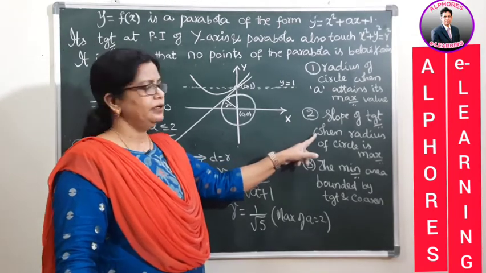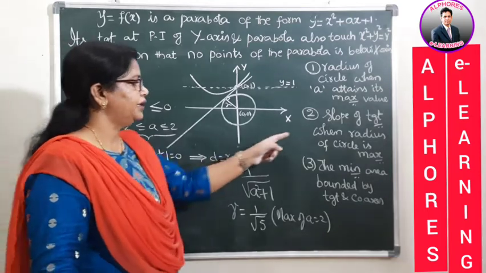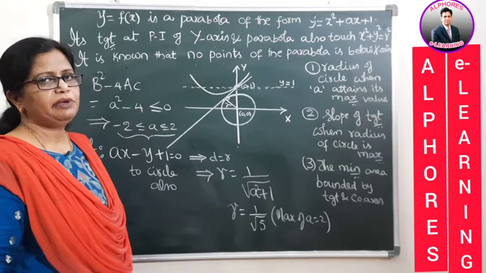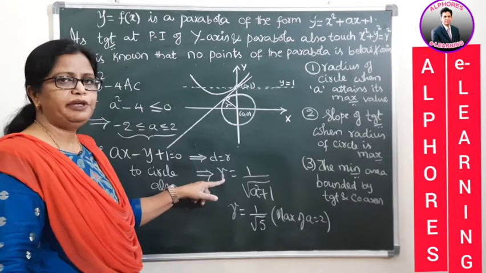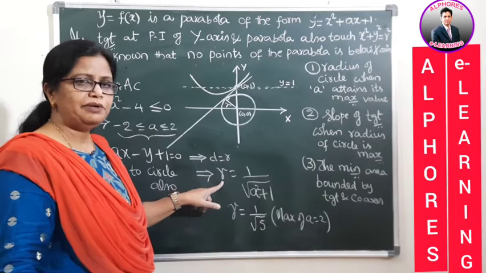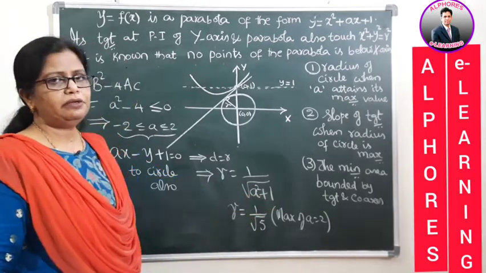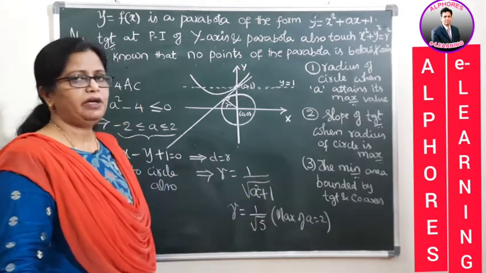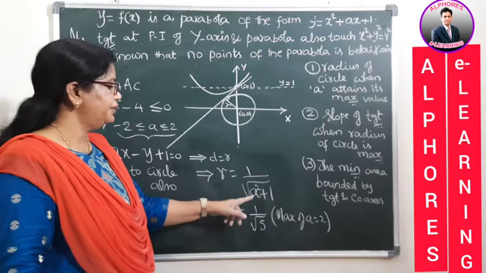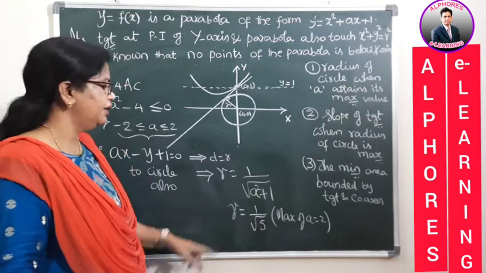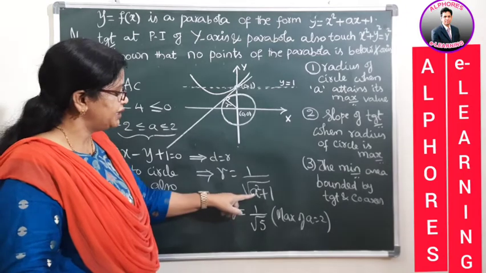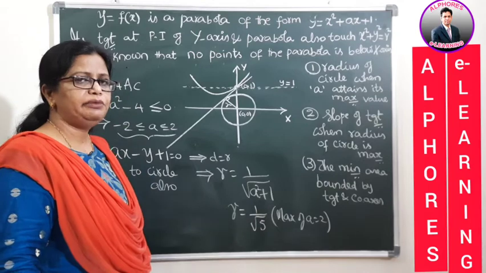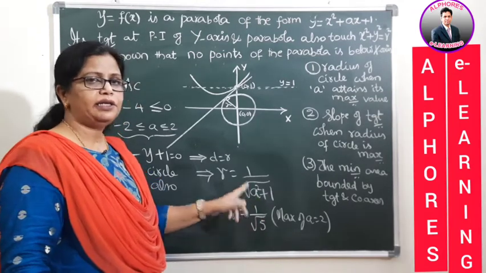Now, what about the second one? Slope of tangent when radius of the circle is maximum. For radius of circle to be maximum, which value has to be minimum here? The denominator has to be minimum. So a square plus 1 has to be the least value. And you know a square plus 1 is least when a equal to 0, because it is a perfect square plus 1. Perfect square plus 1 means the minimum value is 1, occurring at 0.